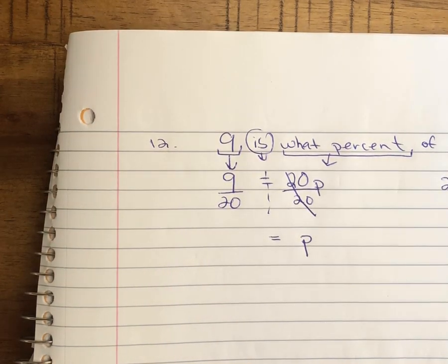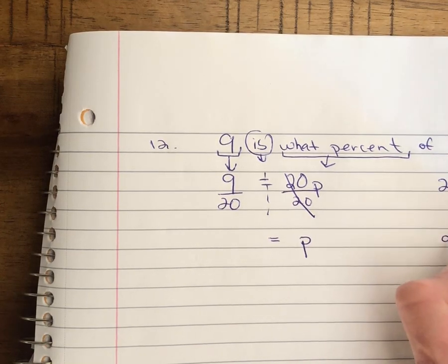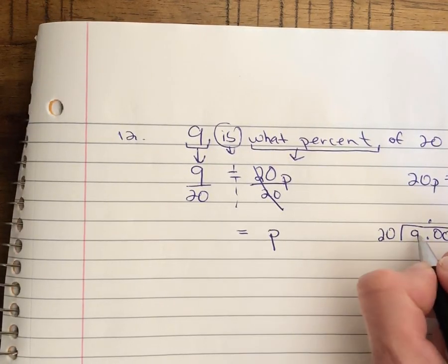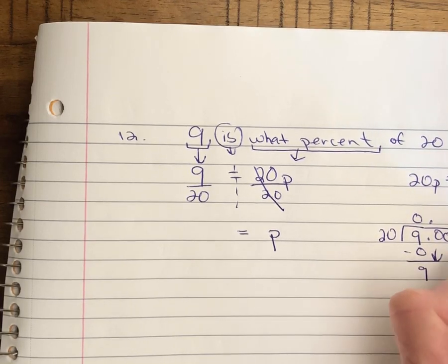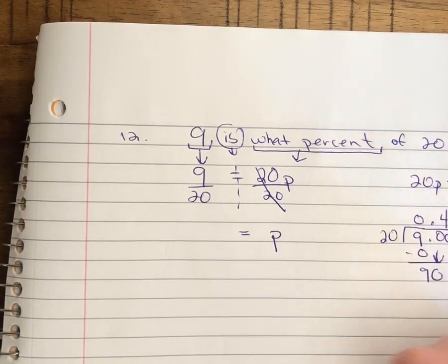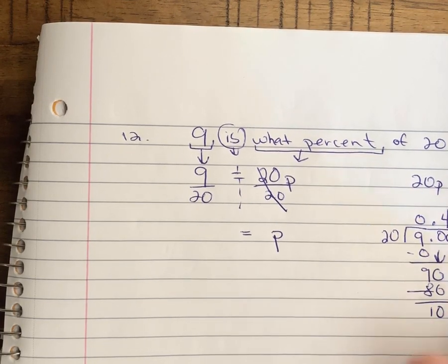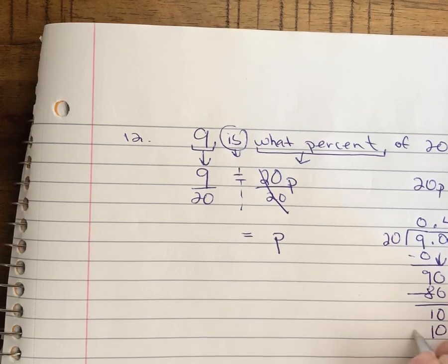And now we have to change 9 divided by 20 into a percent. We'll do exactly what it says, 9 divided by 20. Decimal hop, a couple zeros. 20 goes into 9, 0 times, add 0, subtract, I get 9, bring down. 20 into 90, 4 times, add 80, subtract, I get 10, bring down. 20 into 100, 5 times evenly, add 100.